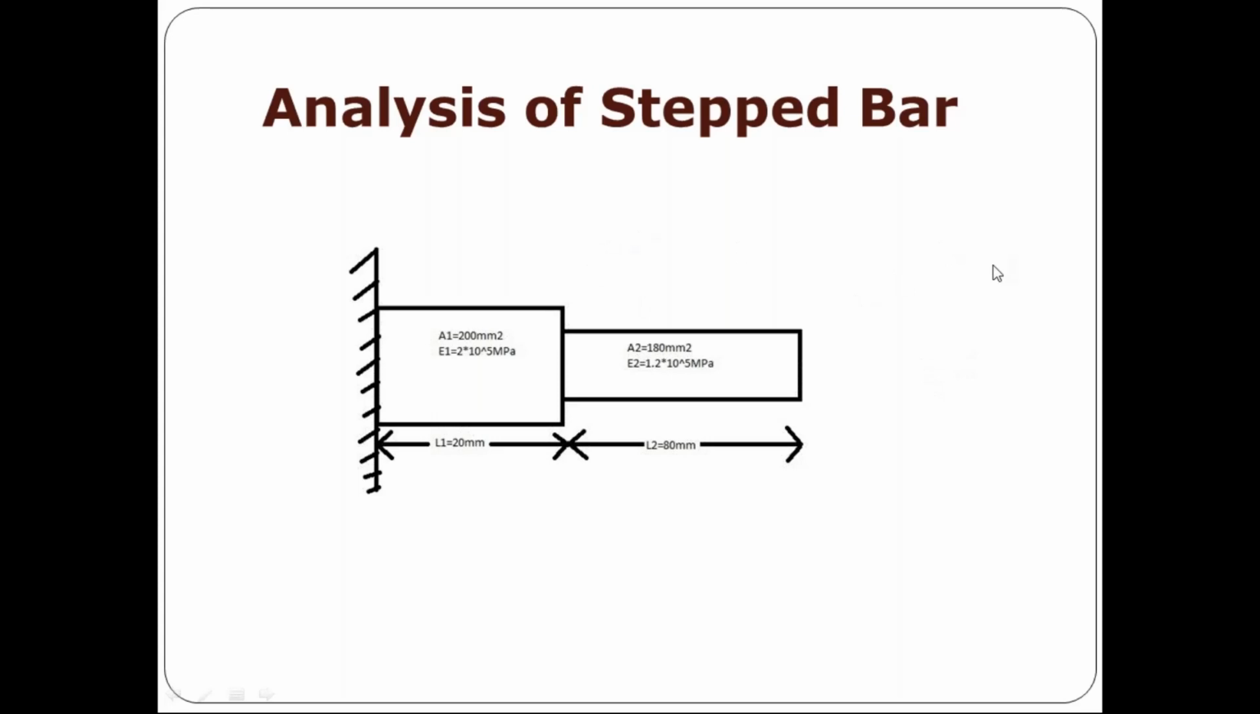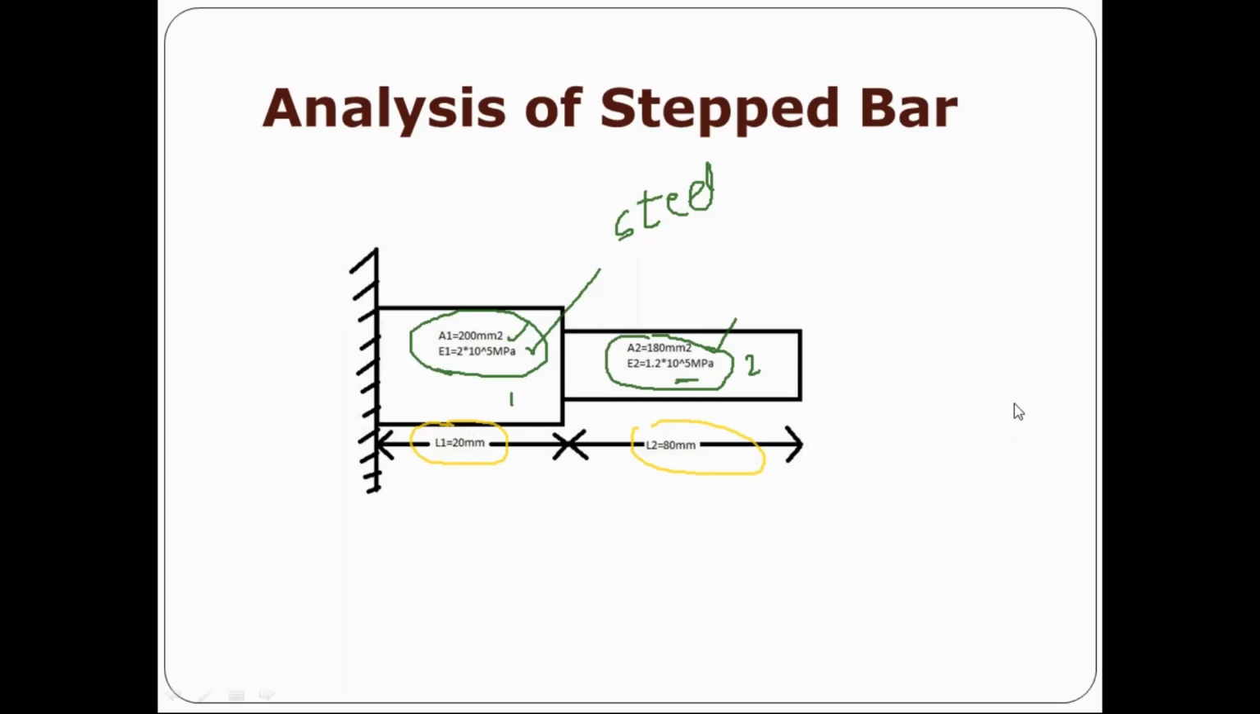Now next thing, you have to know which things are given as an input. Only lines. Now next thing you have to give the input, that is EA for the first bar and for the second bar. Area for the first bar is 200, area for the second bar is 180. Okay, Young's modulus for this first structure is 2 into 10 raised to 5. It means that is nothing but the steel. Okay, and the Young's modulus for the second structure is 1.2 into 10 raised to 5 MPa.